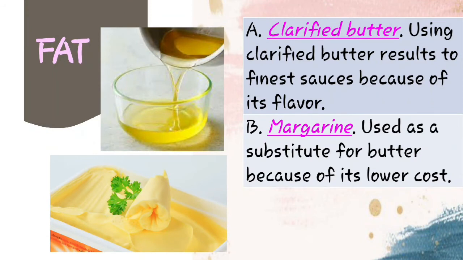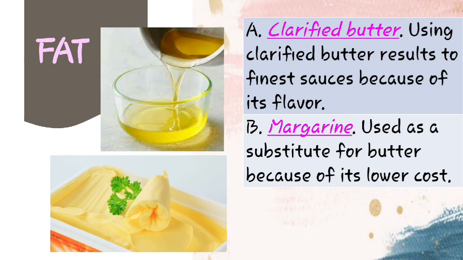Aside from the thickening agent, we also use fat in making sauces. We have four different classifications, or four different types of fat, that can be used in preparing sauces. The first is clarified butter. Using clarified butter results in the finest sauces because of its flavor.